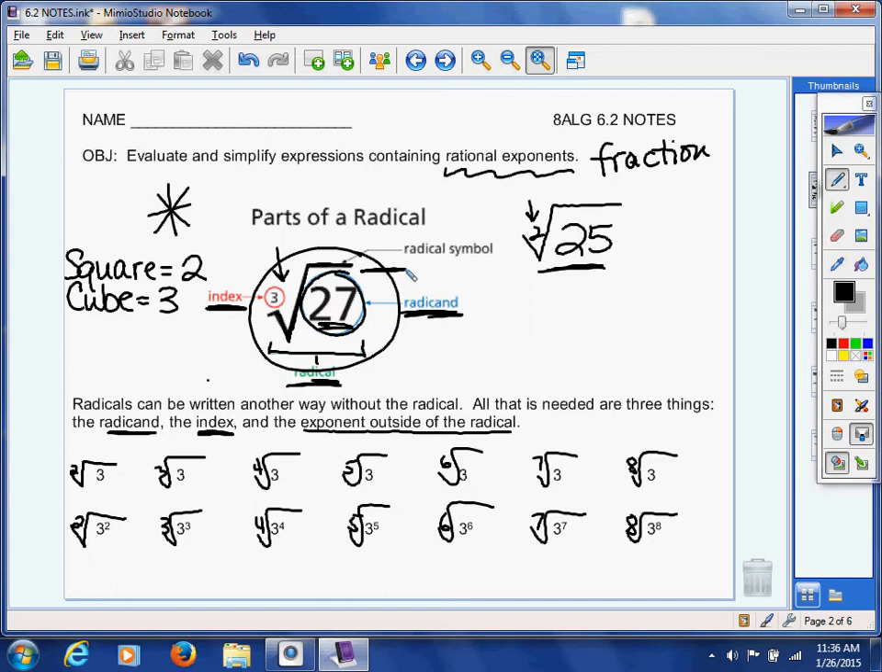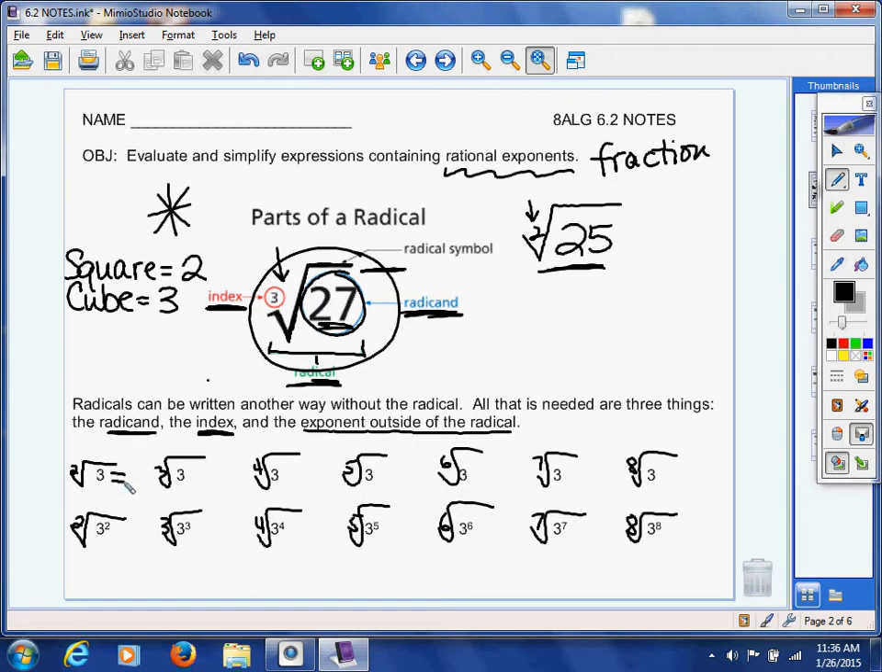Okay? Now, what I did down here at the bottom of your page is I wrote several radicals here. I did the square root of 3, the cube root of 3, the 4th root of 3, 5th root of 3, 6th root of 3, 7th root of 3, and so on. I wanted to show you how radicals can be written another way, totally removing the radical altogether. If you see a radical, all that means is the number underneath is being raised to a fraction exponent. That is all a radical indicates. It's a fraction exponent.